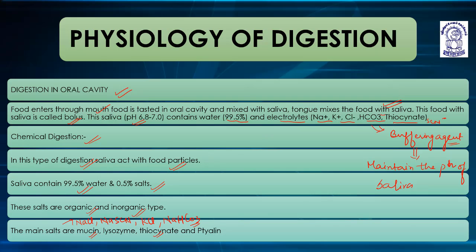Now mucin, which is from mucus secretory cells, helps to secrete mucus. Then lysozyme, which is antibacterial. Then ptyalin is an enzyme, salivary amylase.